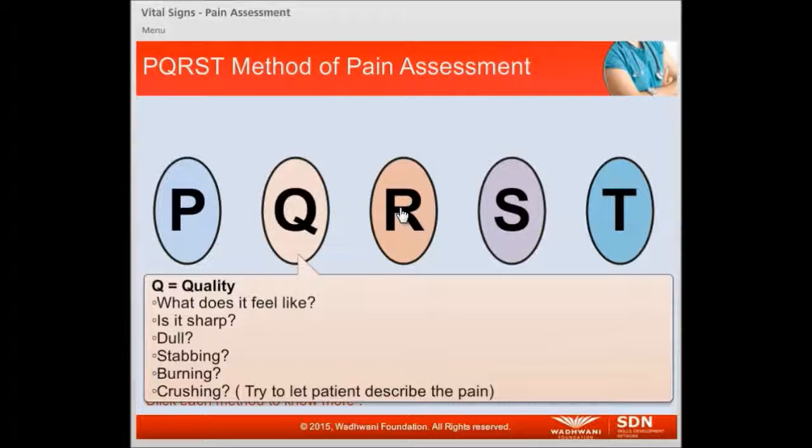Q equals quality. What does it feel like? Is it sharp or dull? Is it stabbing or burning or crushing? Try to let the patient describe the pain.